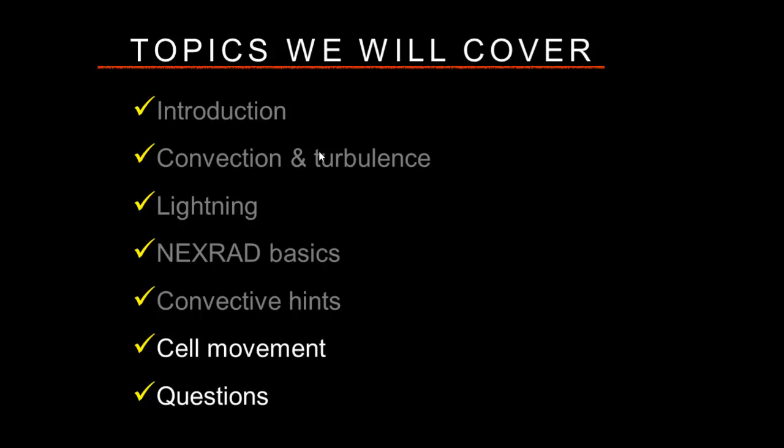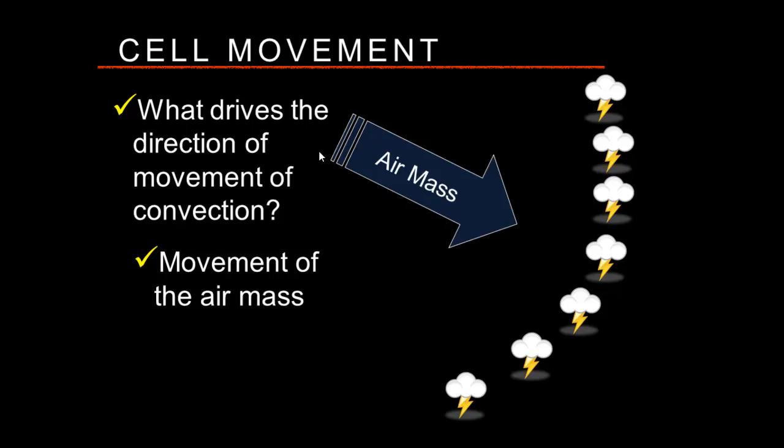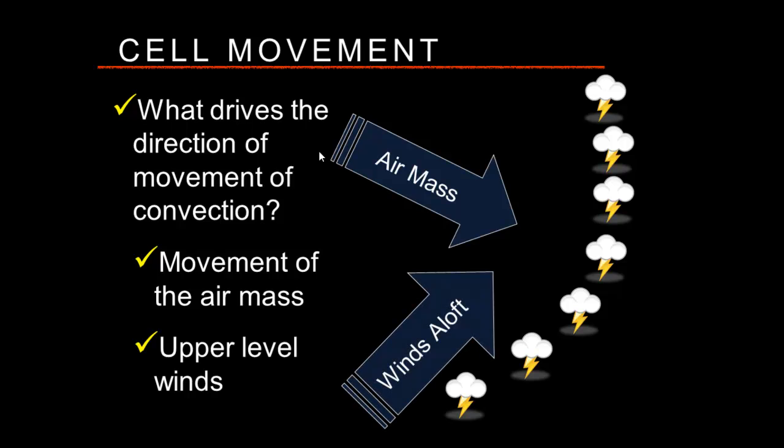And lastly, let's talk a little bit about cell movement. So what drives the direction of the movement of convection? Well, it's actually two things. It's the movement of the air mass as well as the upper level wind. So the movement of the air mass moves the line, in this case moving the line from the northwest to the southeast here. And the winds aloft tend to take the individual cells and move them along more of a northeasterly track. And you can think of each of the individual cells I'm showing there like a railroad car on train tracks. But imagine them, instead of the tracks being fixed, the tracks are actually moving along with those cells.